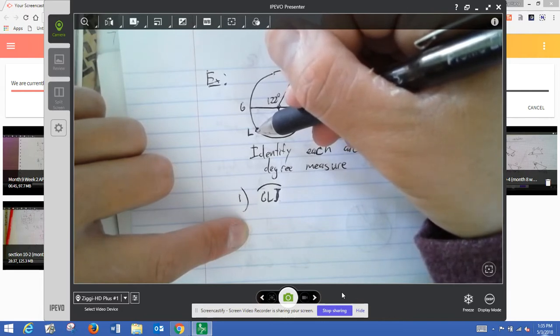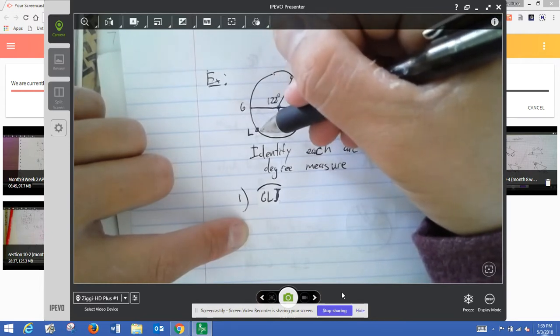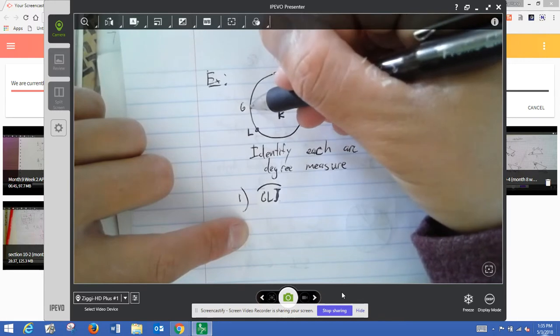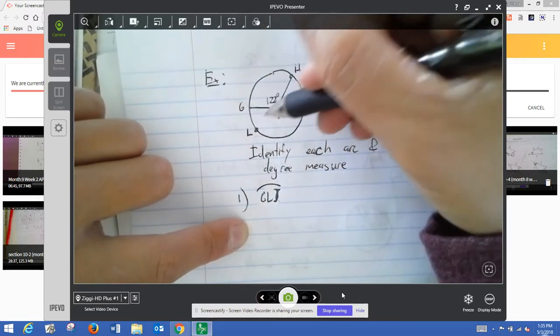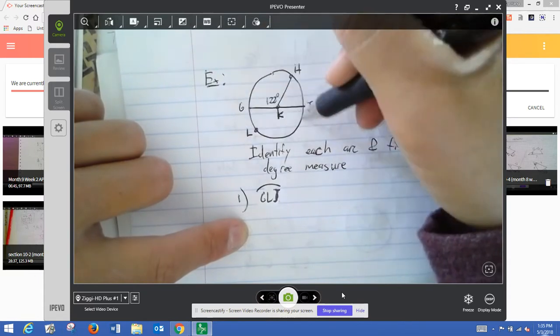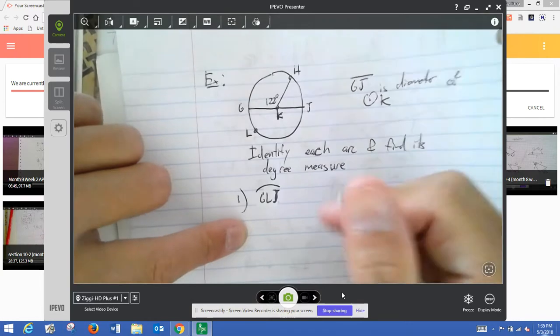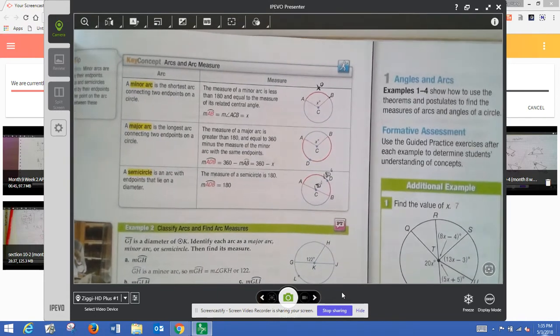So it goes through L instead of K. It goes through L. Well, I don't know which way you're talking about. Are you talking about GJ this way or GJ this way? If you have the L there, it tells you I want you to go from here to here to here. I want this arc on the bottom. What kind of arc is that? Is that a semicircle, a major arc, or a minor arc?